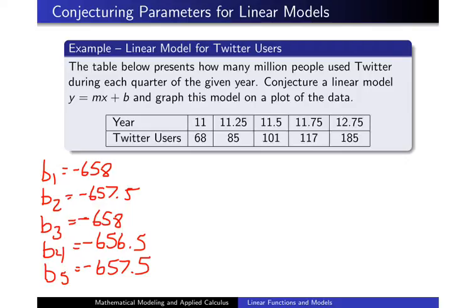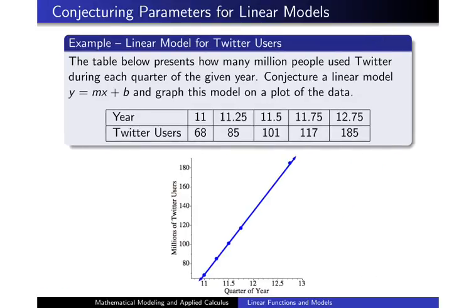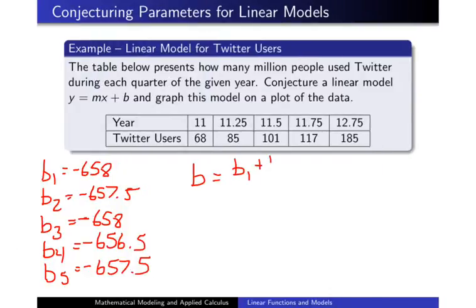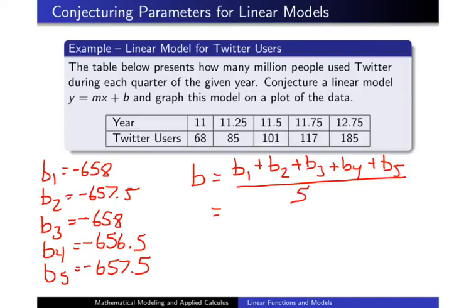Okay, so to find my value of B that I'm going to use, I'm going to take B1 plus B2 plus B3 plus my B4, my B5, and I have 5, so I'm going to add them up and divide by 5. Doing this, using my calculator, I get negative 657.7. So that means the equation of my line is going to be y equals 66x minus 657.7.